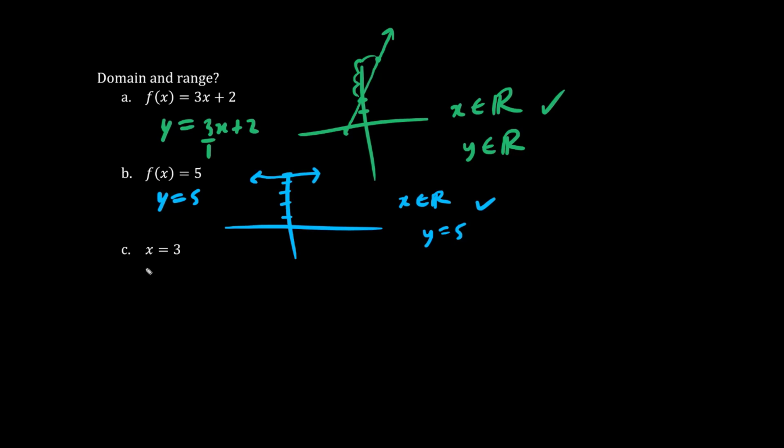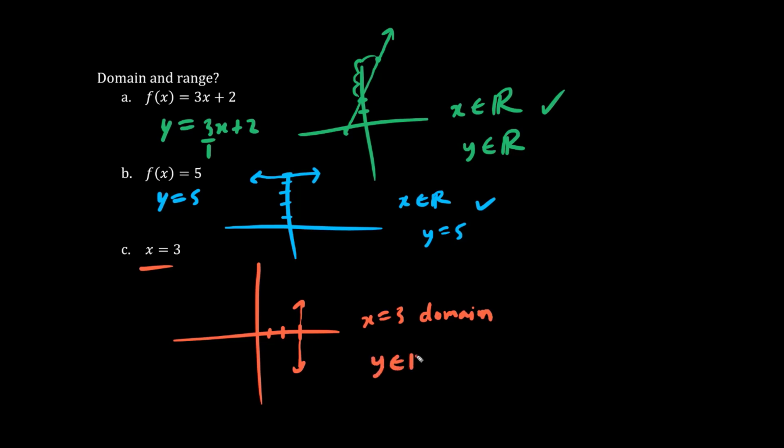As for the line x equals 3, it's not a horizontal line, it's a vertical line, 1, 2, 3 units to the right. So we say that x equals 3 is the domain, whereas the range will say y belongs to real numbers, because this line takes on every possible y value, positive or negative.